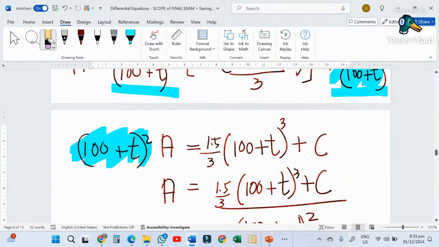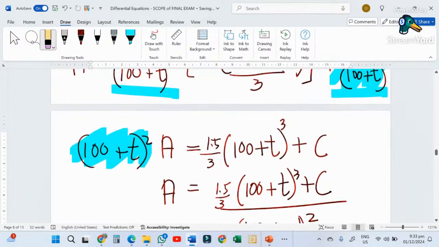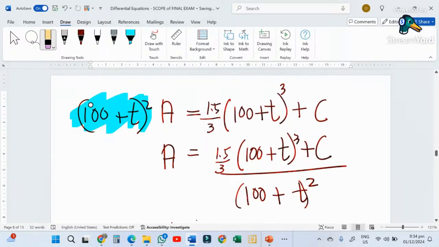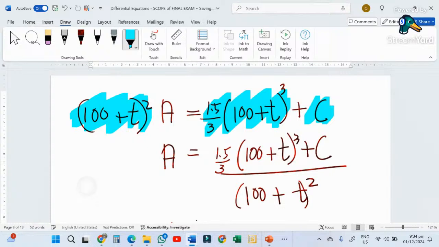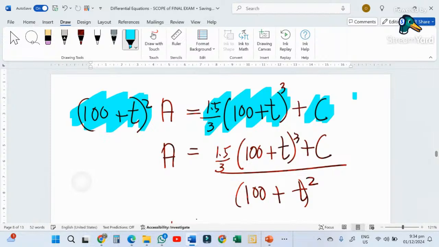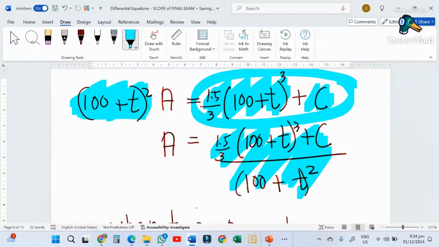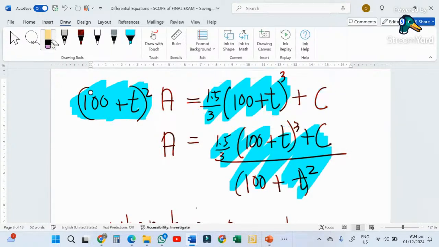Okay, so let's continue. 1.5 over 3, (100 plus t) cubed plus c. And you multiplied everything by (100 plus t) raised to the second power, and this is what we got. So A now is equal to 1.5 over 3 plus this one, the numerator over the denominator, because you are going to kick this out from the left side of the equation, thereby having this huge equation here. That will be for A.